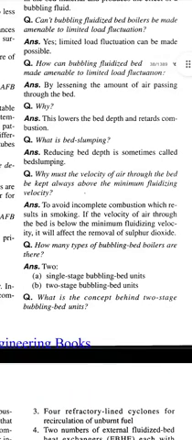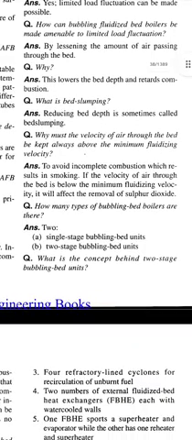Next question. What is bed slumping? Answer. Reducing bed depth is sometimes called bed slumping. Next question. Why must the velocity of air through the bed be kept always above the minimum fluidization velocity?